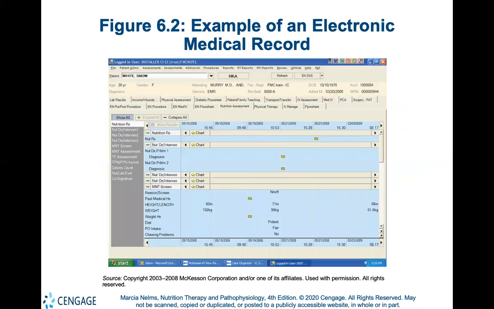Figure 6.2, an example of an electronic medical record. The EMR template used at Fairfield Medical Center in Lancaster, Ohio, incorporates the nutrition care process by promoting the user to enter nutrition problems, diagnoses, and interventions, as well as nutrition assessment data.